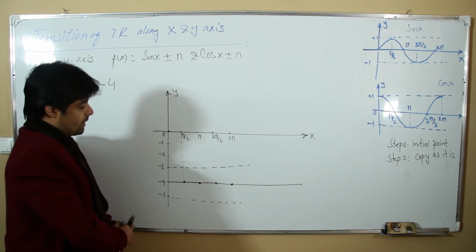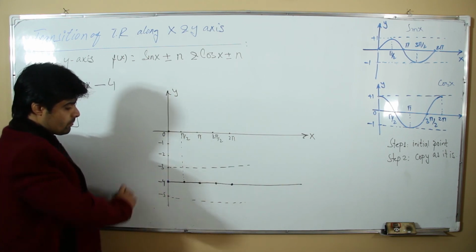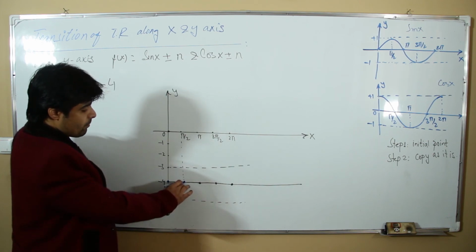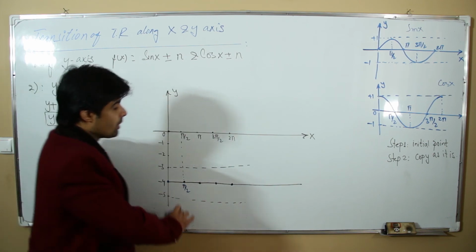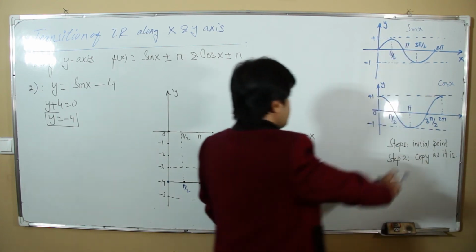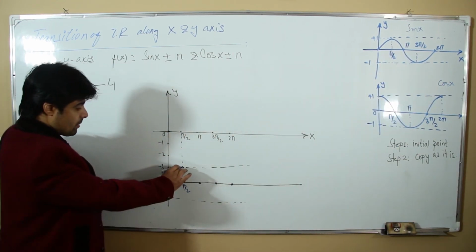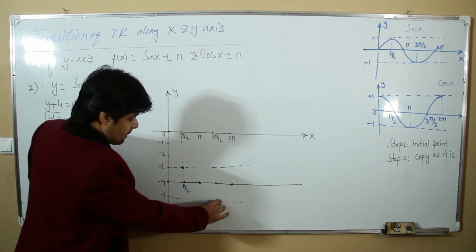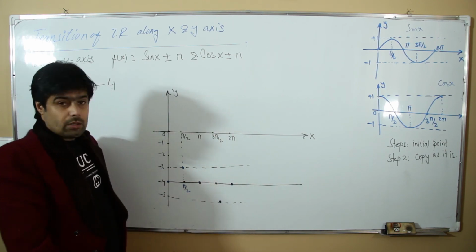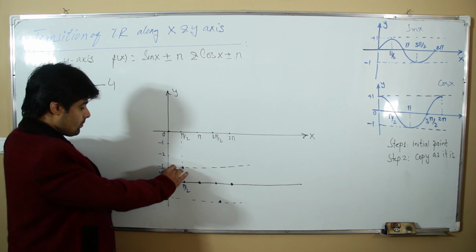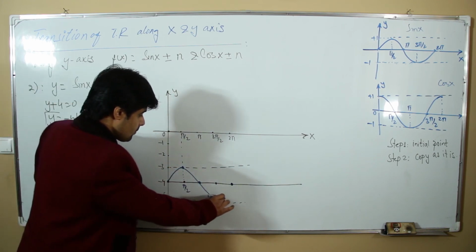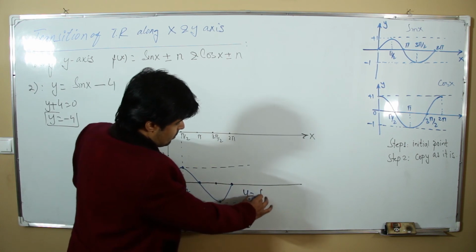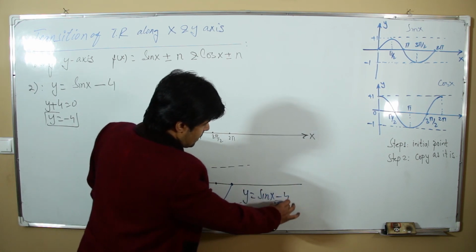Now, for sine, it starts from here. Am I right or not? Yes. The next point, which is pi by 2, is our maximum point. The next one, it crosses. The next one, it's our minimum. And this next one, it crosses. This graph is y is equal to sine x minus 4.